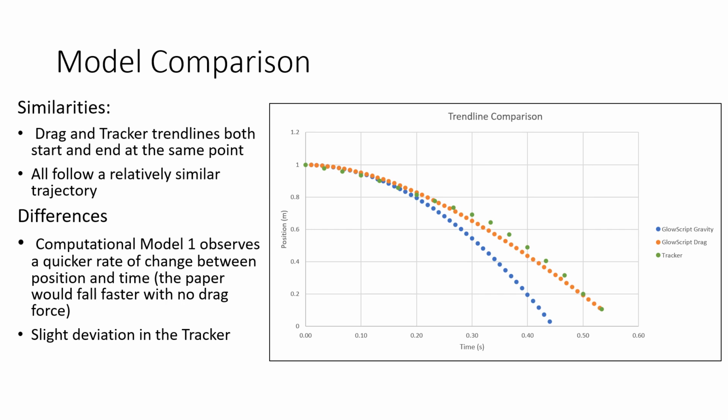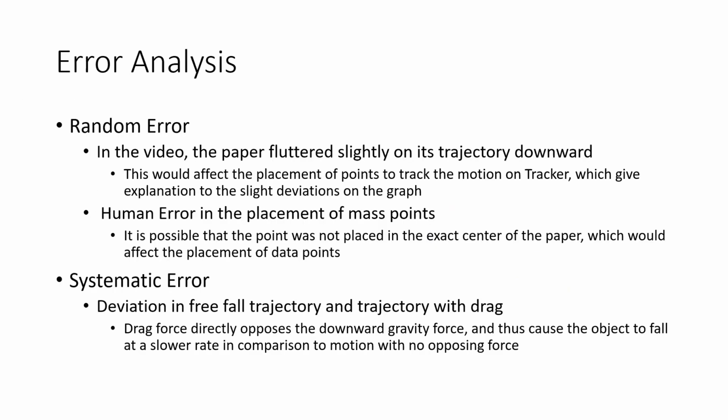And then a comparison of all of the models, the drag and Tracker trend lines both start and end at the same point and all follow similar pathing. And some differences, the first computational model with just gravity observes a quicker rate of change between position and time, which indicates that the paper would fall faster with no drag force. And then there's some slight deviation in the Tracker line in comparison to the GlowScript equation for drag, which leads us into our error analysis.